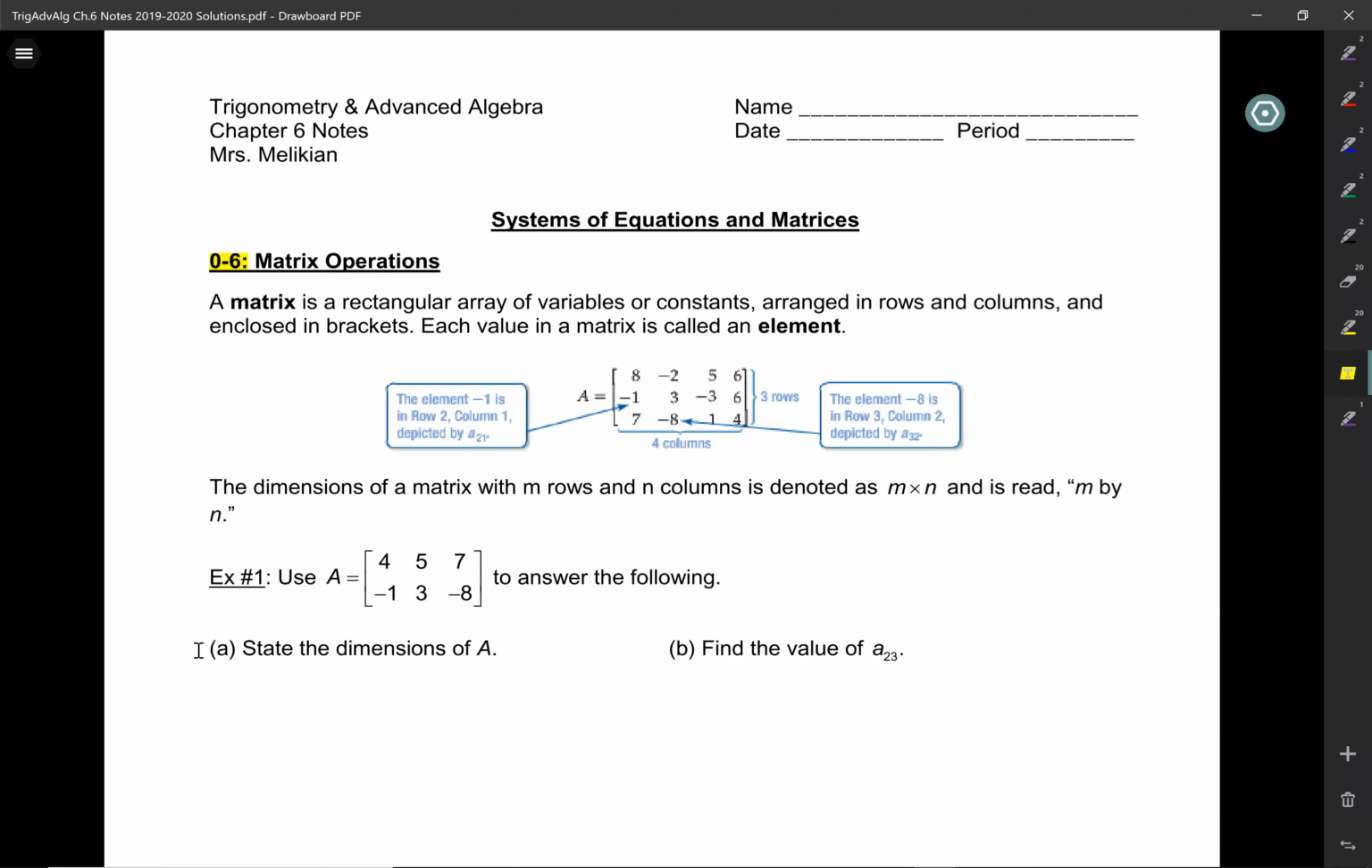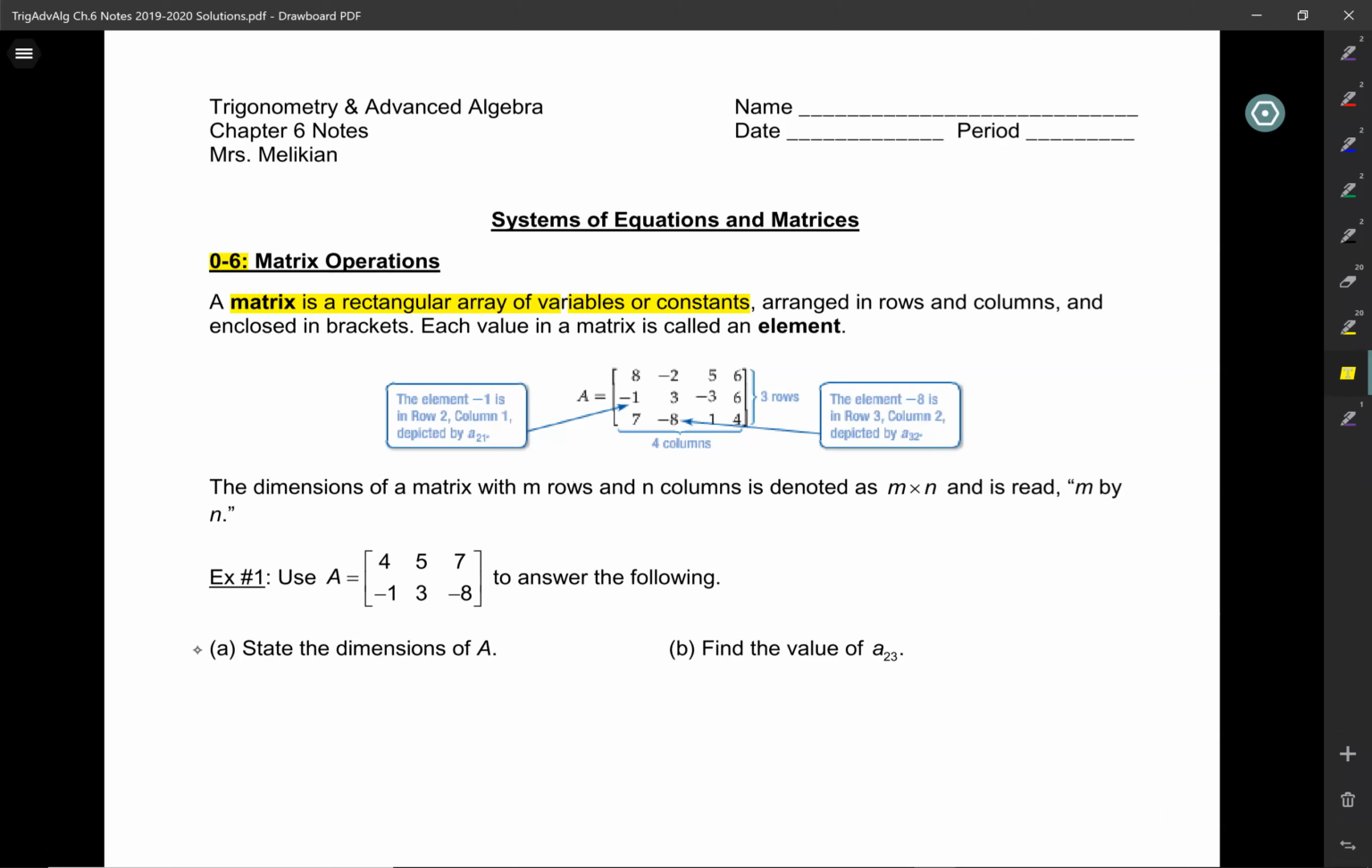This lesson is super quick. It's basically just an introduction to matrices, what matrices are, what we can do with them, and so forth. So without further ado, let's go right into them. A matrix is basically a rectangular array of variables or constants, arranged in rows and columns, because that's what we math people do. We put things in rows and columns. Matrices are enclosed in brackets, as you can see here. Inside the matrix, you're going to have different numbers, different values.